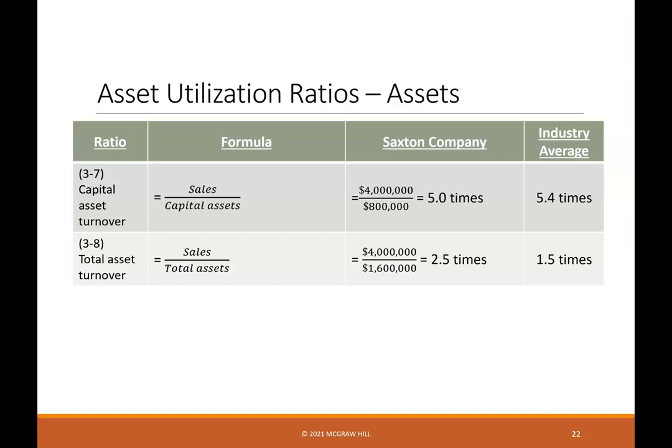Asset utilization ratios, assets. For our capital asset turnover, we have sales from the income statement divided by capital assets. Some statements call this fixed assets. The $4 million is from the income statement and the $800,000 is from the balance sheet. So that gives us 5 times. And the total asset turnover is sales divided by total assets. The sales of $4 million is from the income statement and the $1.6 million is from the balance sheet. So that gives us 2.5 times for Saxton.